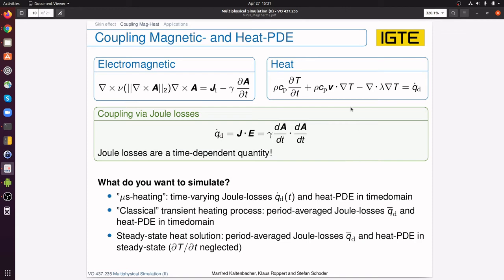So we're also considering the heat PDE in steady state domain. So we're letting t go to infinity. So this time derivative term vanishes, and we are left with this Laplace term, the convective term, and the Joule losses as the right-hand side. Okay, and the question we'll be answering now is how to obtain these period average Joule losses coming from a multi-harmonic electromagnetic simulation.